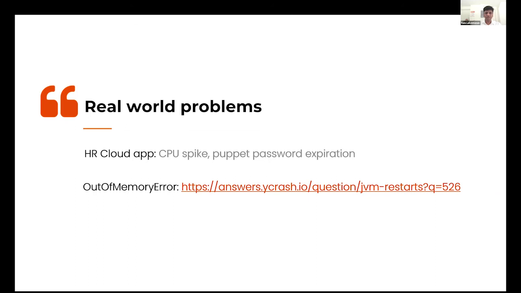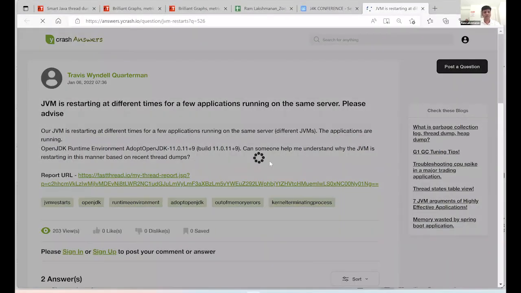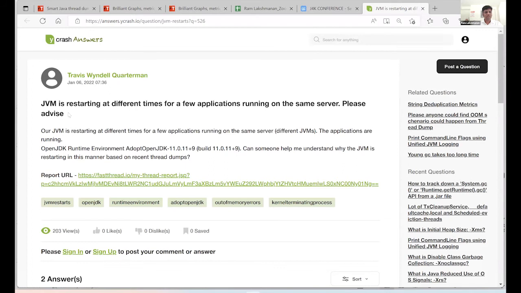There are a few examples that I can cite, but let's take a little bit of time. So let's look at this. This was one of the issues that was posted by a friend. He was saying that his JVM is restarting at different points on the same server, right? So he has different JVMs running on the same server, but they're getting restarted at different points in time.